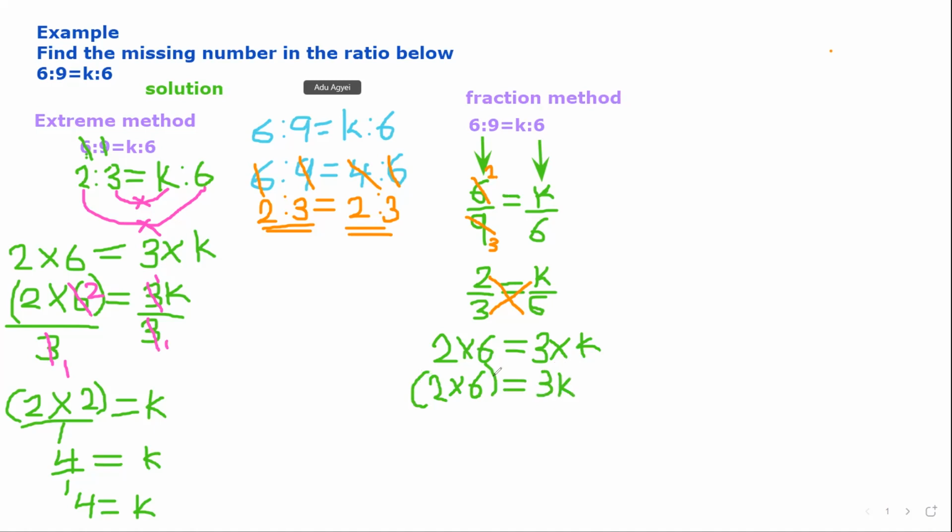When you reach this stage, because we wanted to find the k, and there's a number attached to the k, then you have to remove that number and make the k be free. So you divide both sides, this side and then this side here, by the number attached to the letter. The number attached to the letter here is 3. So you divide both sides by 3. So here by 3 and here by 3.